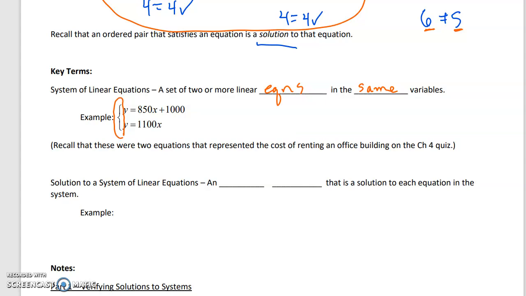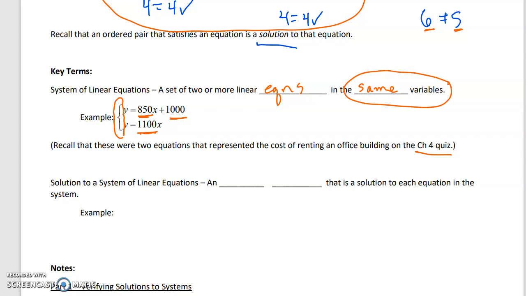I'm looking to find when y equals 850x plus 1,000 and y equals 1,100x. Those are 2 equations that I'm trying to see if there's any common point between them, or I'm trying to see when they might equal each other. If you remember our Chapter 4 quiz, this represented the cost of the one office building. It was $850 a month with the $1,000 deposit, and the second office building was just $1,100 a month. The idea of the same variables is that x and y are representing the same thing here. x is representing the number of months, and y is representing the cost.